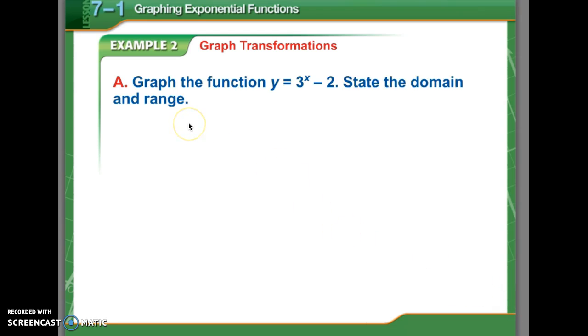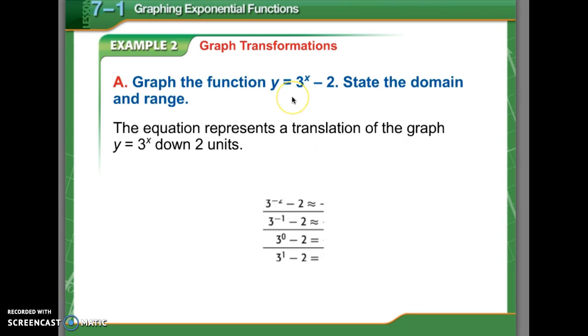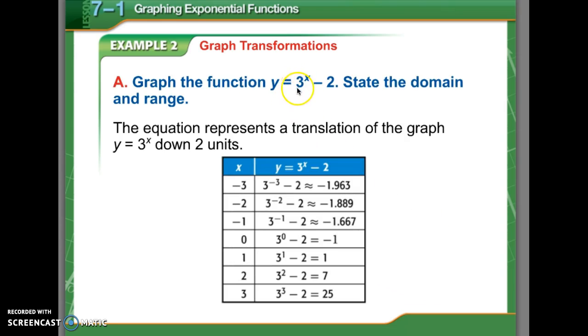So now, for example 2, we're going to graph a transformation function. We're graphing y equals 3 to the x power minus 2. And we're going to state the domain and the range. So the first thing we should look at is what's the parent function. This function came from the equation 3 to the x power, but then it was shifted down by 2 units.